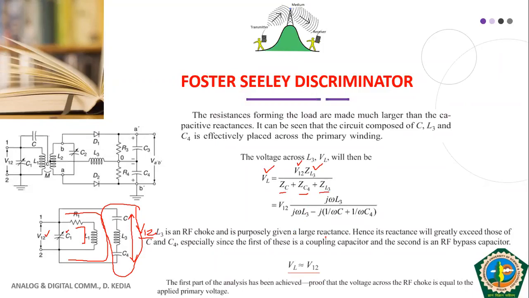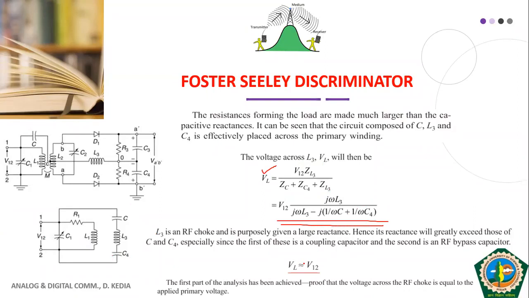We know how to represent the impedance or reactance of a capacitor or inductor. ZL3, since L3 is an inductor, is represented as j omega L3. ZC is nothing but minus j by omega C, ZC4 is nothing but minus j by omega C4, and ZL3 is j omega L3. So we have VL equal to this.